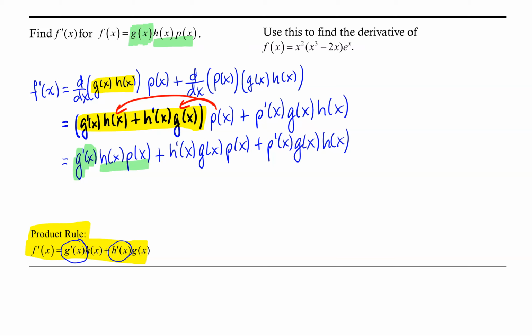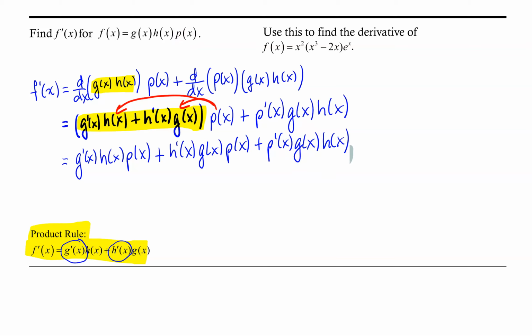Then we're adding to that the derivative of the second factor, and we're leaving the remaining two factors alone, plus the derivative of our third factor, leaving the remaining two factors alone.